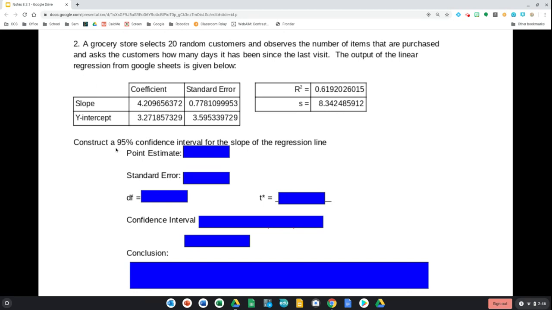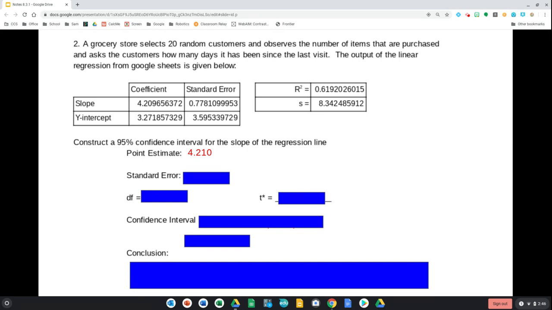So the first thing we want to do to make our 95% confidence interval here is find the point estimate. If we're going to find a confidence interval for the slope, which one of these numbers up here would be our point estimate? Okay, it's going to be the slope, this 4.209, or I've rounded here 4.210.